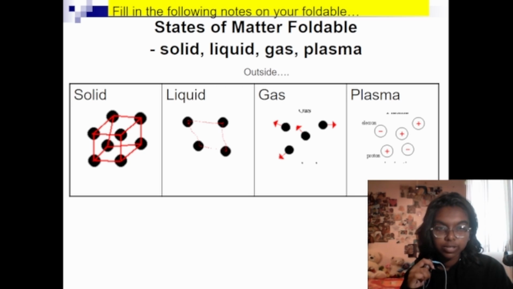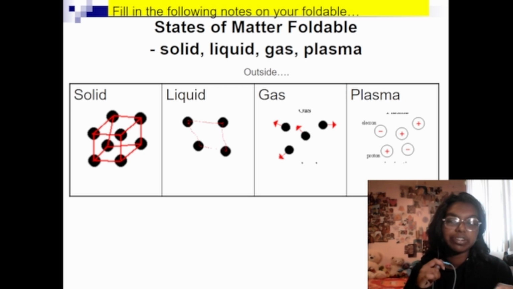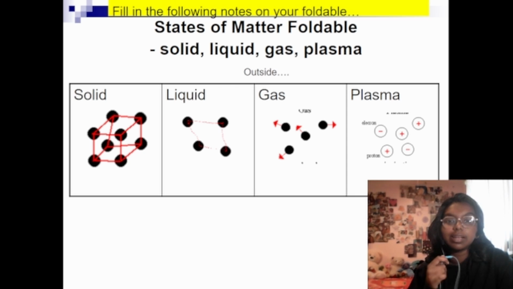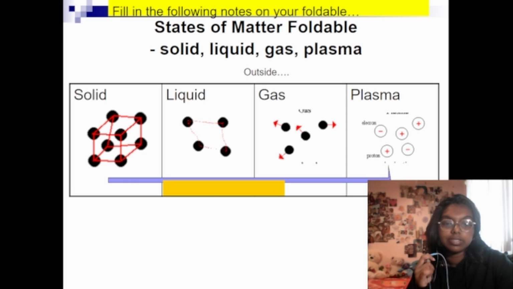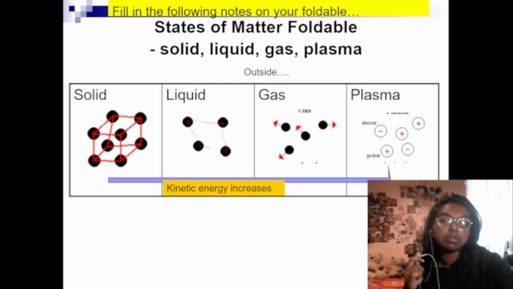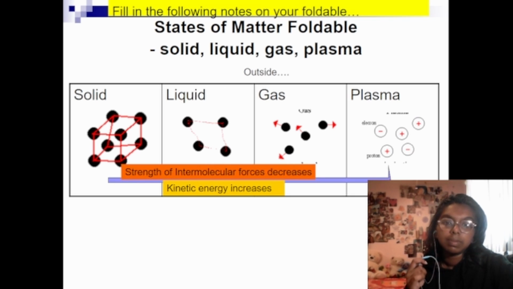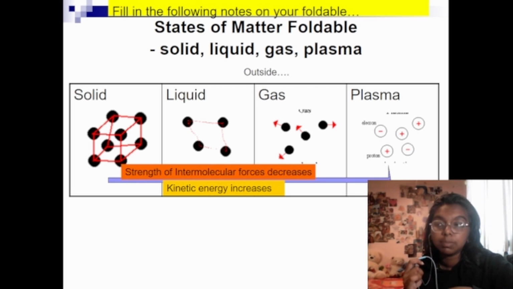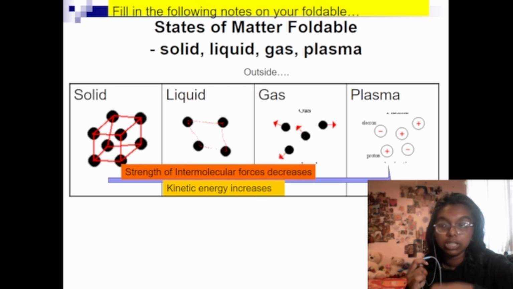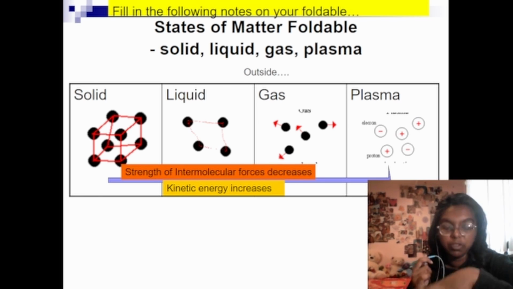Plasma is not really that important, but it's cool. It's just free-flowing electrons and protons, pretty much. It's pretty cool in my opinion, but it's not really that important for reagents, right? So as you increase kinetic energy, you go from solid to liquid to gas to plasma. And the reason is because the strength between the molecules decreases, which means they're more likely to separate and move past each other.